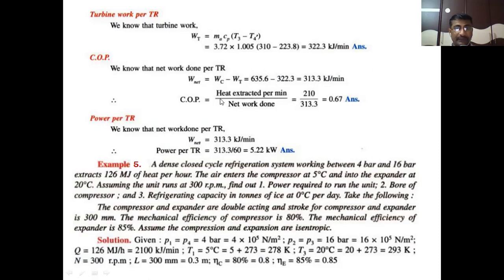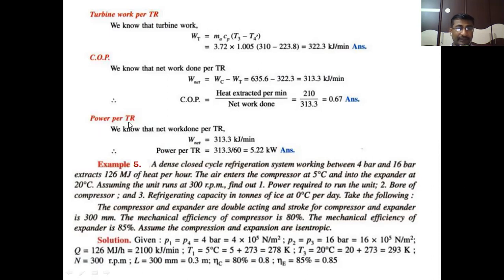Therefore, COP is equal to heat extracted per minute divided by net work done. Heat extracted per minute per ton of refrigeration is 210, divided by the net work given to the system per ton of refrigeration, 313.3. Therefore, we get the COP as 0.67. It is less than 1. In this problem, the COP is less than 1.